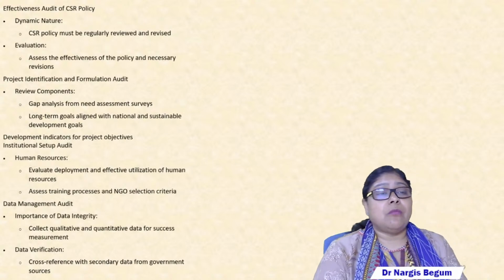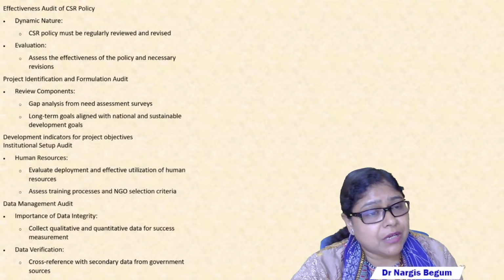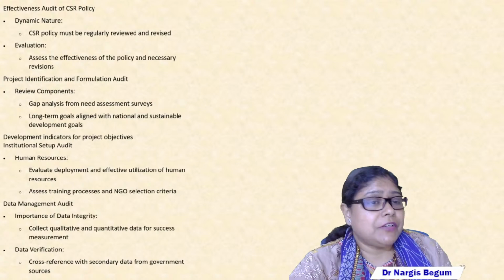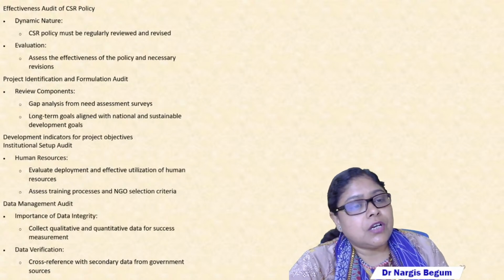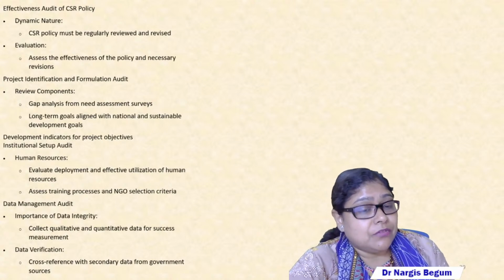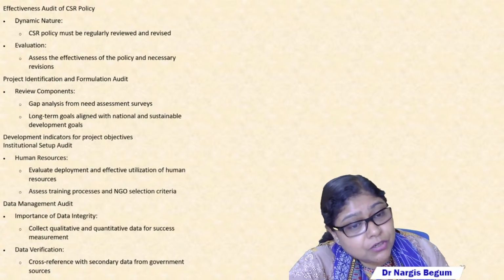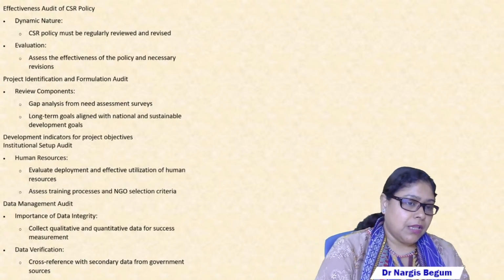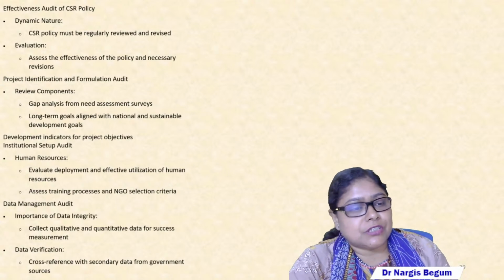Now, when we are talking about the effectiveness audit of the CSR policy, we talk about the dynamic nature of the policy, and we talk about evaluation. When we talk about project identification and formulation audit, we go for reviewing the components, that is, identifying the gap. We also go for understanding how the long-term goal is aligned with the national and the sustainable development goals. Next, we go for developing the different important indicators for the project objectives.